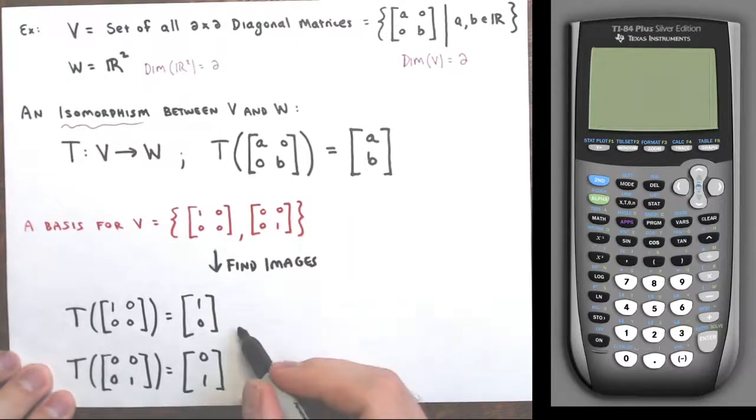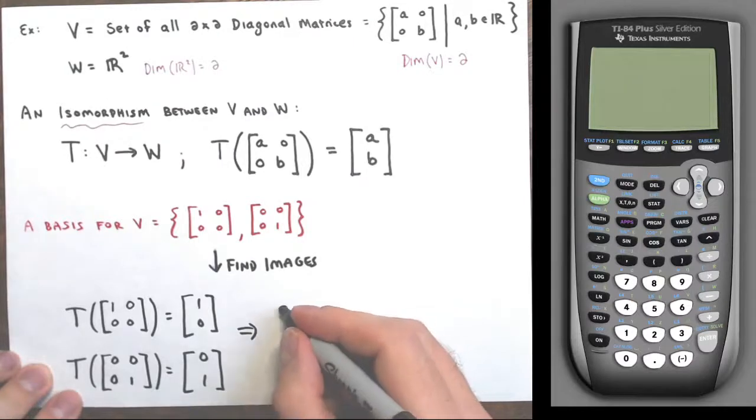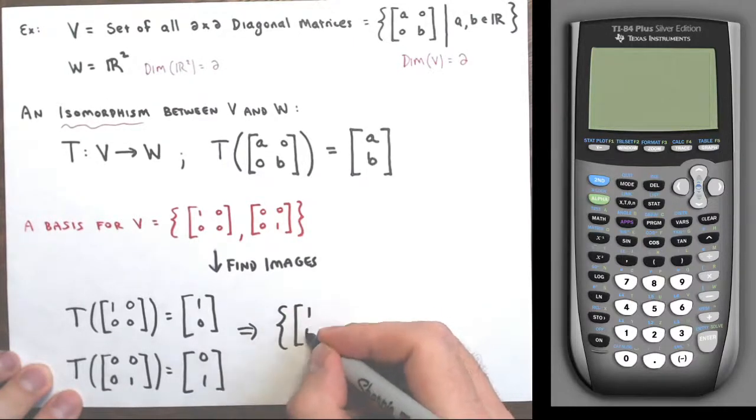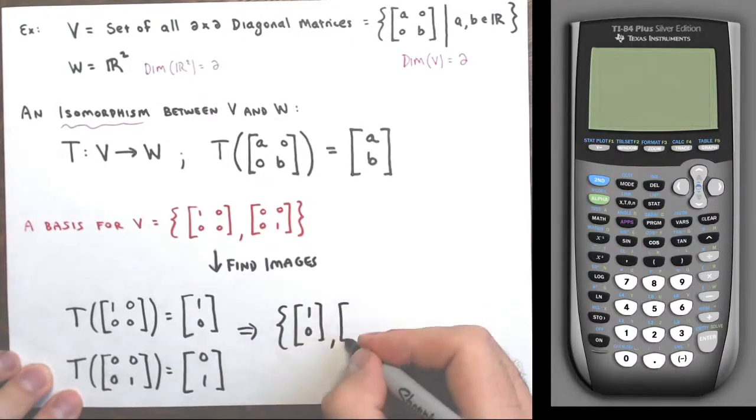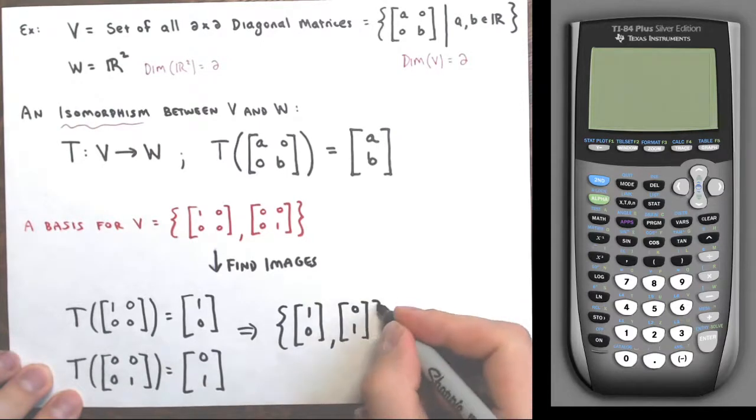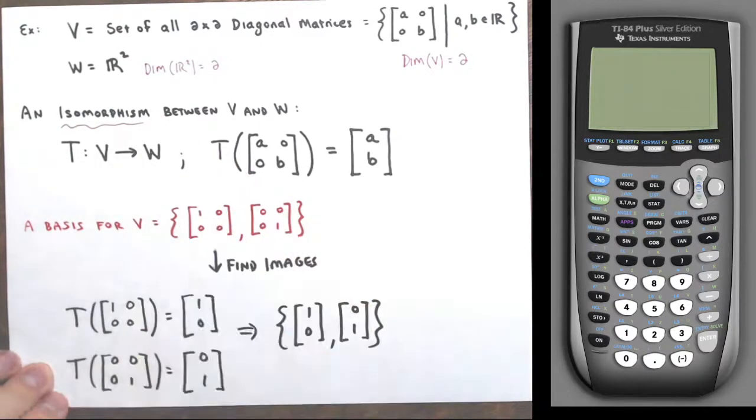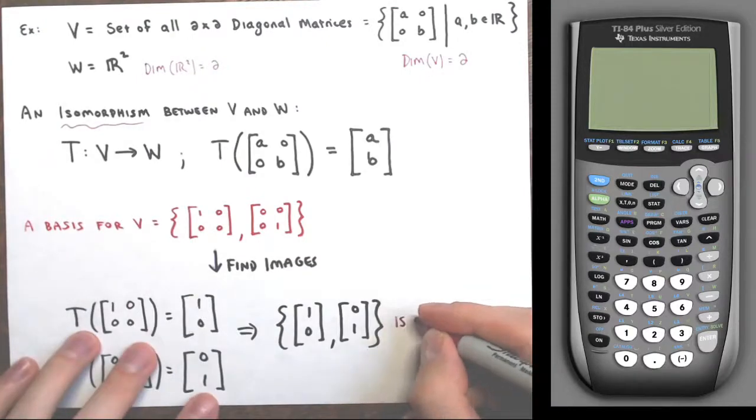So what I'm getting here is the set of vectors 1, 0 and 0, 1. And we already know this is the standard basis for R2. So this is indeed a basis for R2.